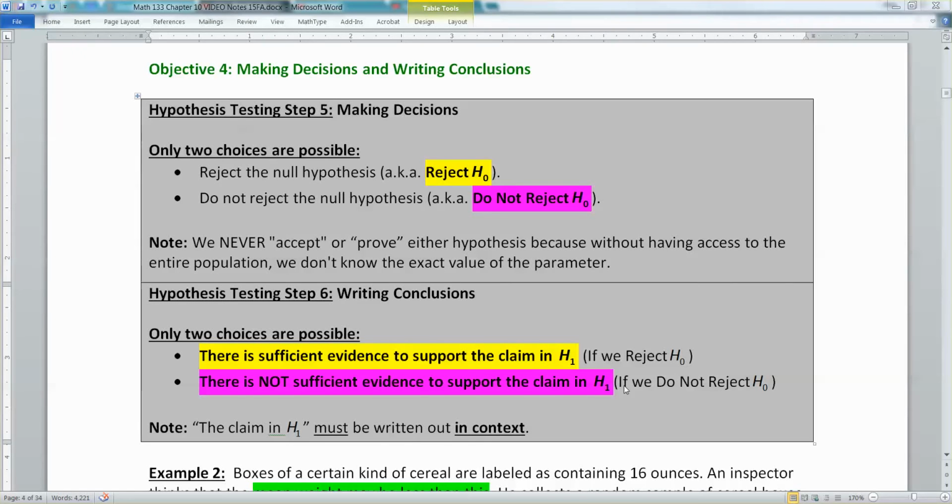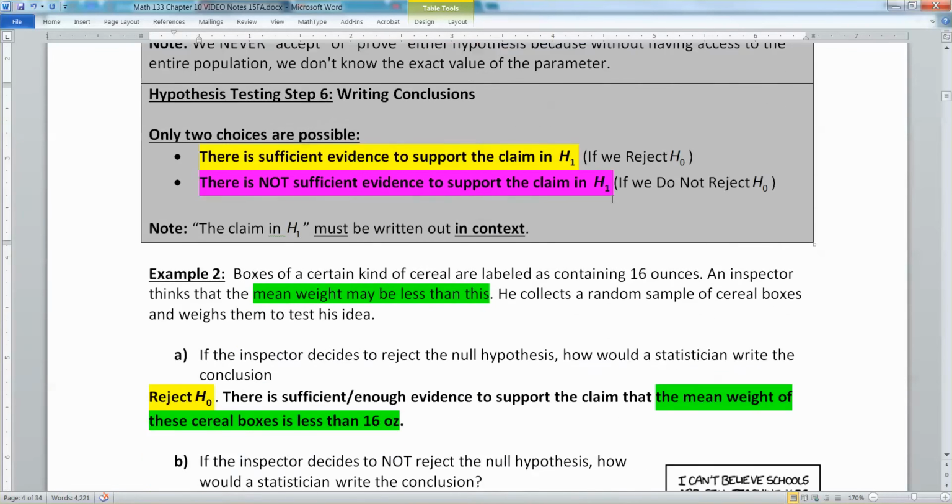We saw in the last video that when we make decisions in hypothesis testing, which will be step 5 of our hypothesis test method, there are only two possibilities. You're going to either reject the null hypothesis or not reject the null hypothesis. That's it. Those are the only options. But the thing is, when you make a decision to reject or not reject the null hypothesis, there are a couple possible outcomes from that decision.